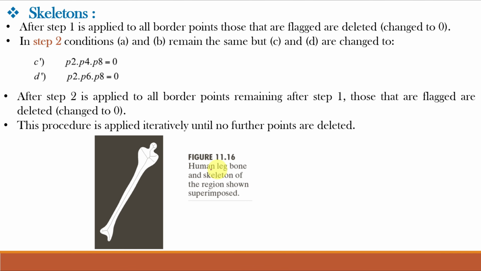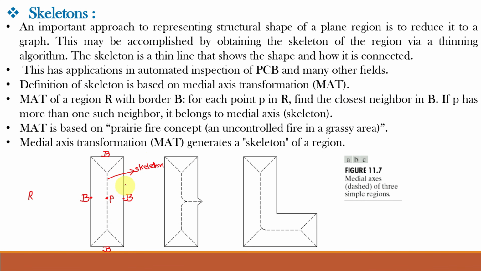Got it? Okay. This figure shows a human leg bone and the skeleton of the bone superimposed on the bone. For the most part, the skeleton looks intuitively correct, but there is a double branch on this right side. At first glance, we expect that there should be a single branch as on the left side, but note here that the right side is somewhat broader than the left side, and that is what has caused the branch to be created by the algorithm. So this type of unpredictable behavior is not unusual in skeletonizing algorithms. So this is how the alternate algorithm works. Let us implement the skeleton for this region in MATLAB.